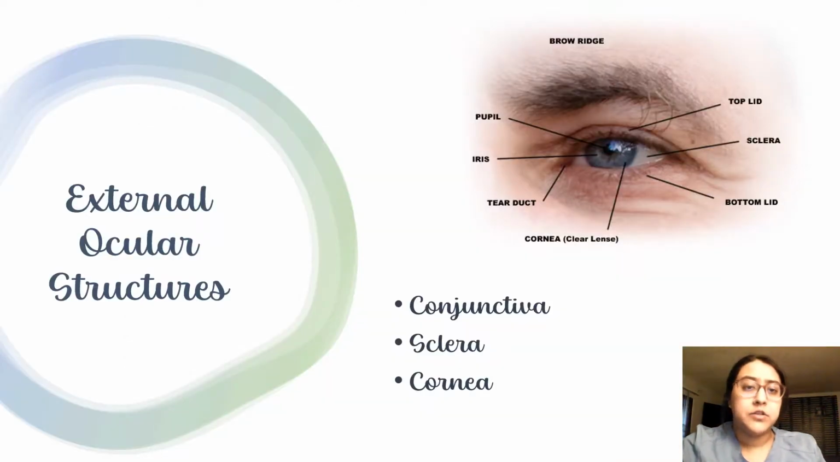The external ocular structures include the conjunctiva, the sclera, and the cornea. All of these structures help protect the eye. The conjunctiva does contain glands that secrete mucus and tears. The sclera is what we know as the white part of the eye. And the cornea controls how much light is allowed into the eye. The curved shape of it will allow light rays to refract, and it helps the retina focus on them.